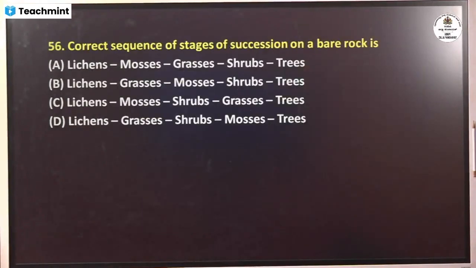The correct sequence of stages of succession on a bare rock is: lichens, mosses, grasses, shrubs, trees; lichens, grasses, mosses, shrubs, trees; lichens, mosses, shrubs, grasses, trees; lichens, grasses, shrubs, mosses, trees. So what is the right option?